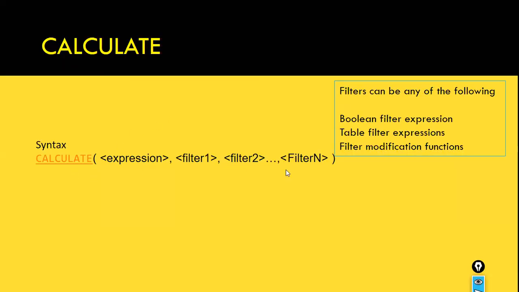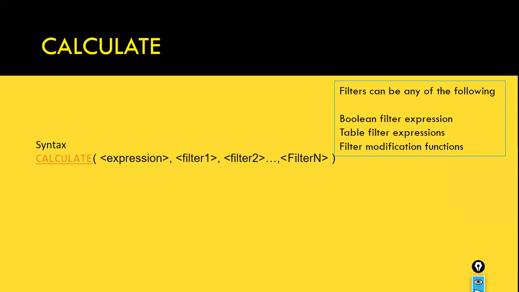So this is the syntax for the calculate function. The first argument is your expression. The second one is filter one, filter two, and so on. The filters can be any one of the following. You can use a Boolean filter condition, where the sales is greater than 1,000.